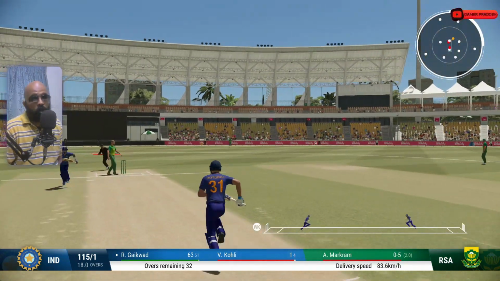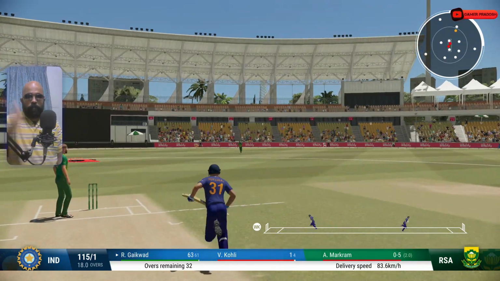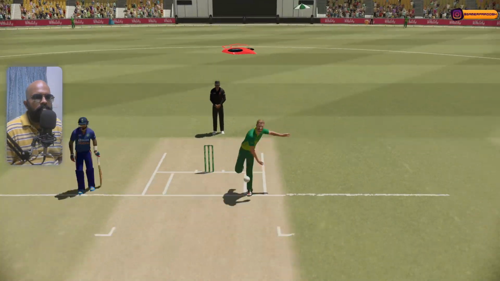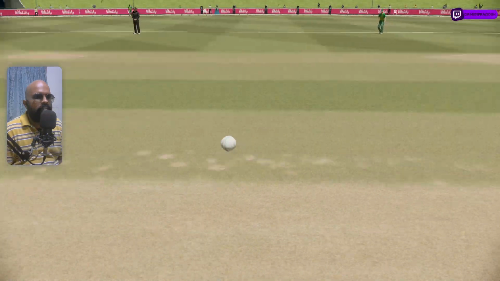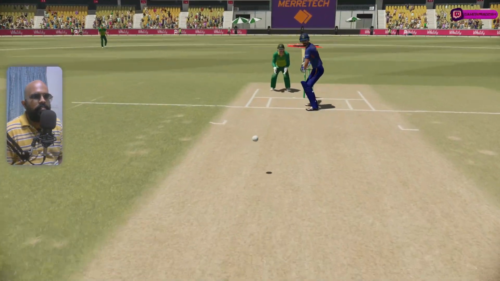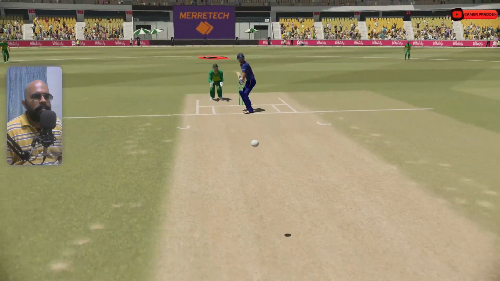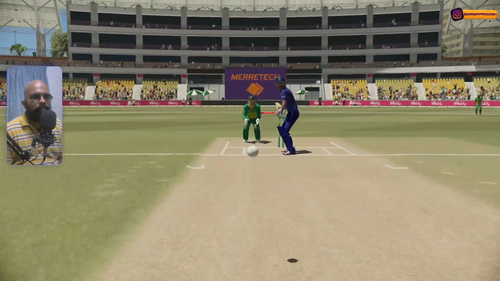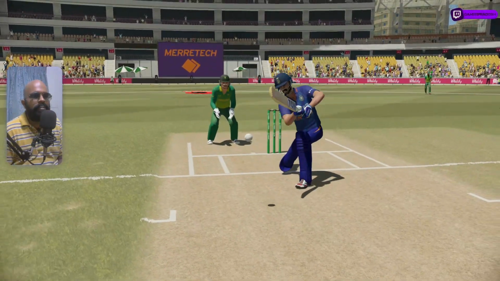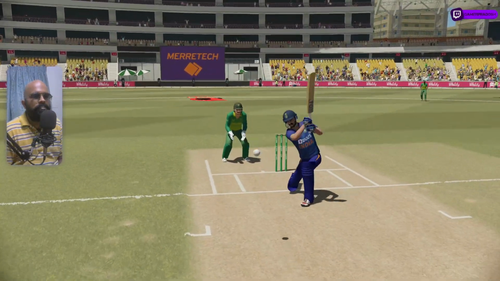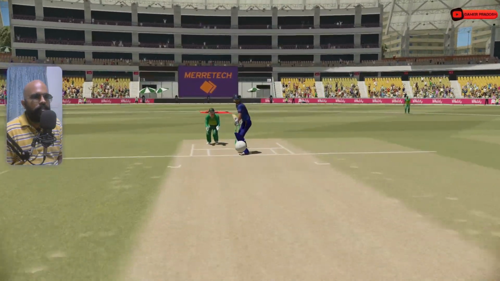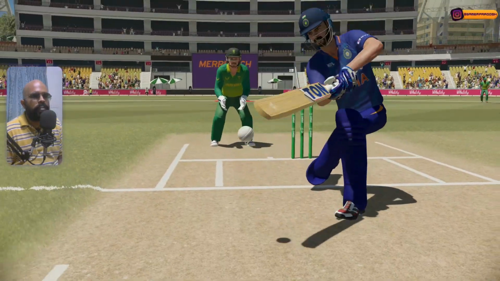Wow. Just bounced up. Was it a top spinner? What the heck is that? Did not spin. This is the one, guys. Like, I don't understand what delivery it is. It's like a dead spin and it does this. It doesn't spin at all. It's like a wobbly off spinner. It just goes straight.